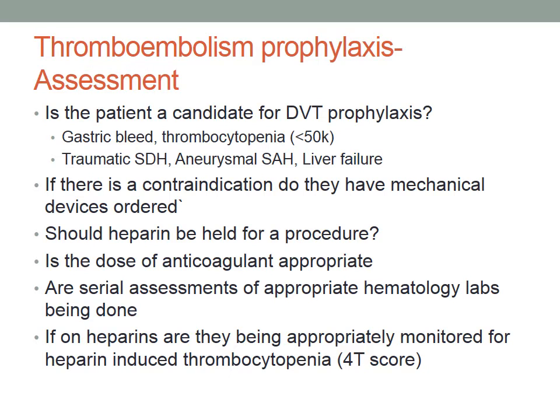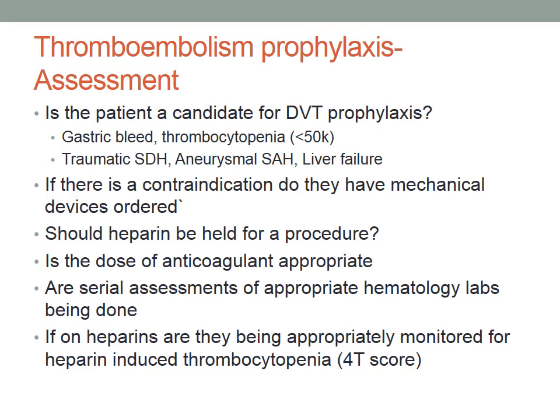We must assess daily in our ICU patients their candidacy for DVT prophylaxis. If a patient is at high risk for bleeding or has an active bleed, they have a relative contraindication to a pharmacologic agent. Examples of this would be a suspected gastric bleed that has not yet been ruled out or treated via endoscopy, or a patient with thrombocytopenia, meaning a platelet count of less than 50,000.